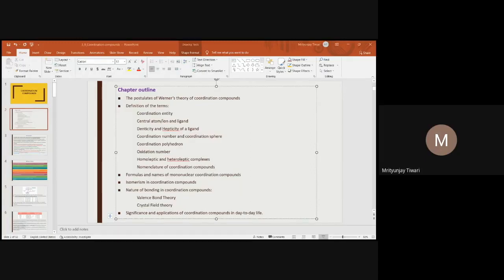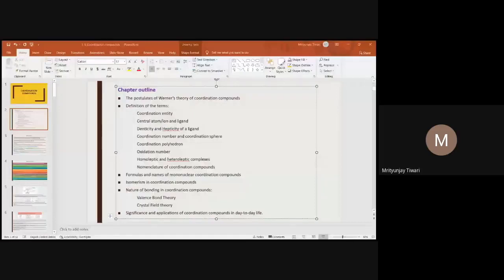Then we'll see the nomenclature of coordination compounds. There are many things that we have to study. Some rules we will study. What are the rules that we need to follow to write the IUPAC name of a coordination compound? These rules are given by IUPAC, as we have seen for the IUPAC names of organic compounds. So a similar kind of rules we will see there as well.